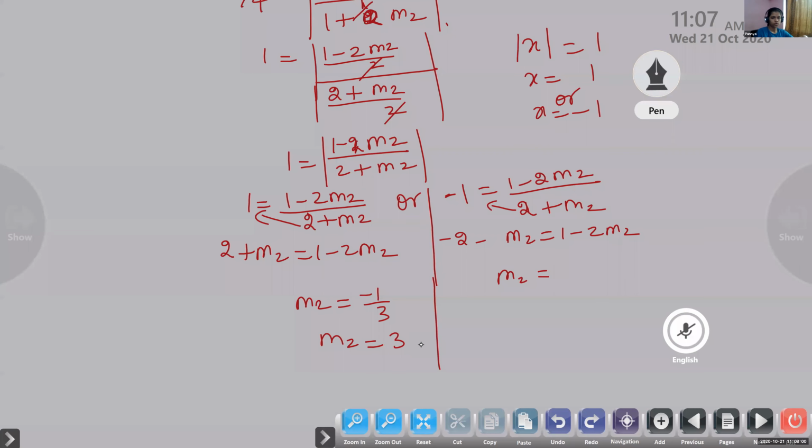Ma'am, but we had put modulus, right? So how did we get minus 1 by 3? Slopes may be positive or negative. For the angle only we have put modulus. Is it clear? When we take the angle, we want to take acute angle. So that's what we are putting modulus there.